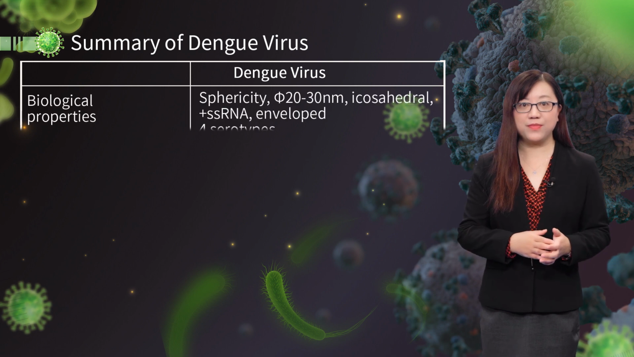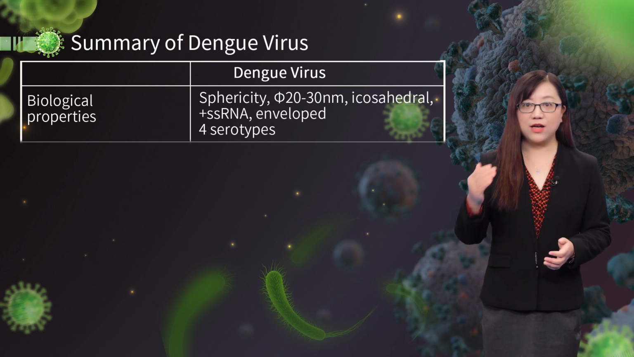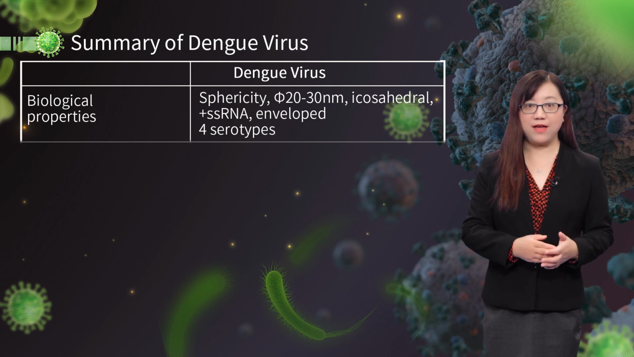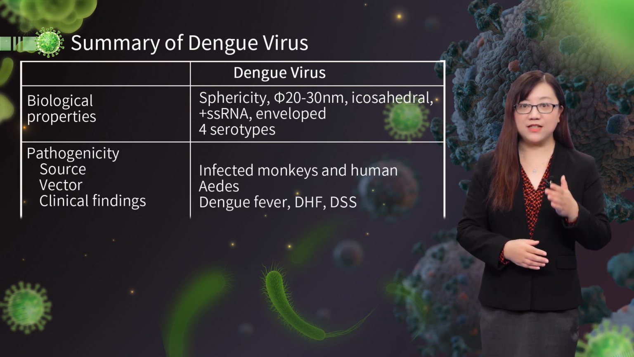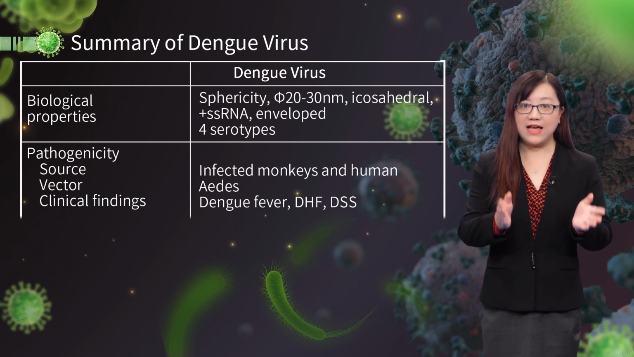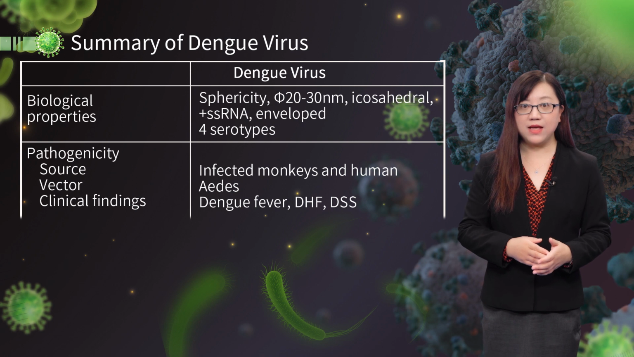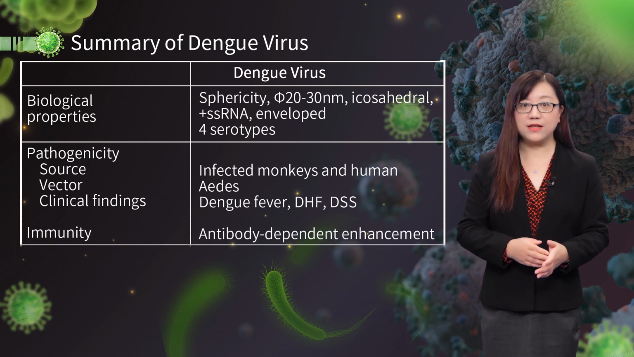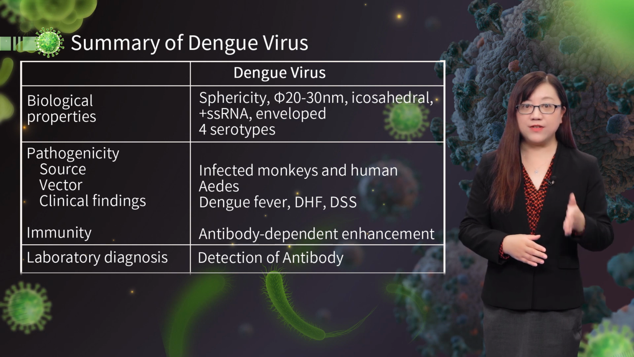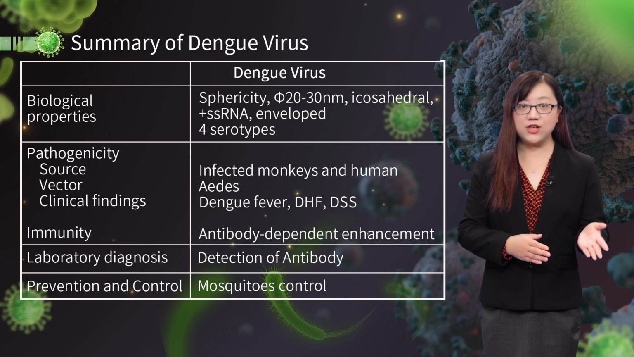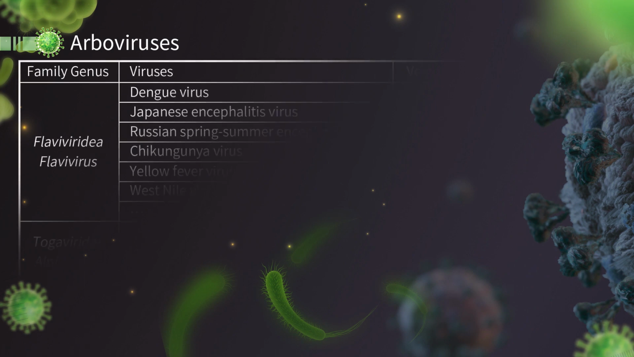Summary of dengue virus. Biological properties: spherical, diameter is 20 to 30 nanometer, icosahedral. Positive sense single-stranded RNA, enveloped, 4 serotypes. Pathogenicity: sources are infected monkey and human. Vector is Aedes. Clinical findings include dengue fever, dengue hemorrhagic fever, and dengue shock syndrome. Immunity: antibody-dependent enhancement. Laboratory diagnosis: detection of genome or antibody. Prevention and control: mosquito control. We are done with dengue virus.